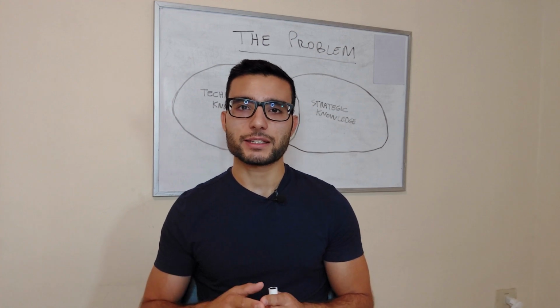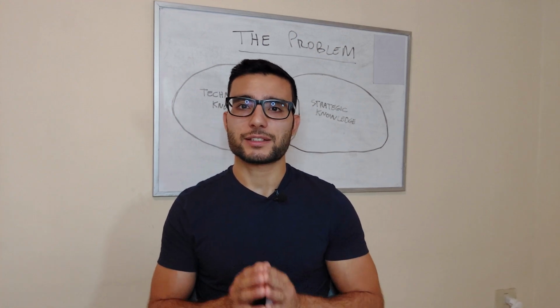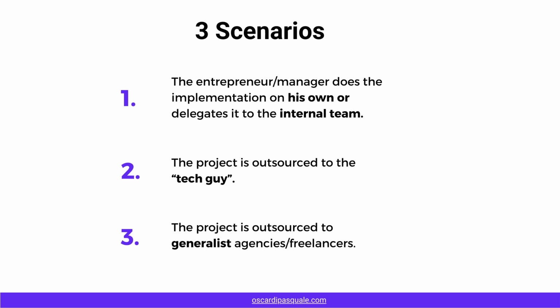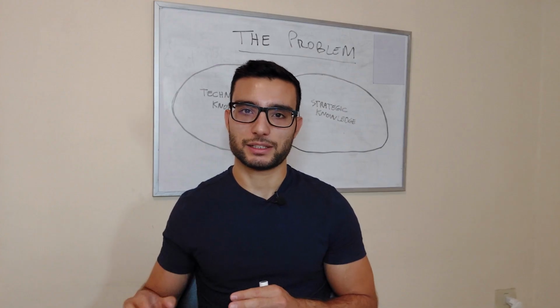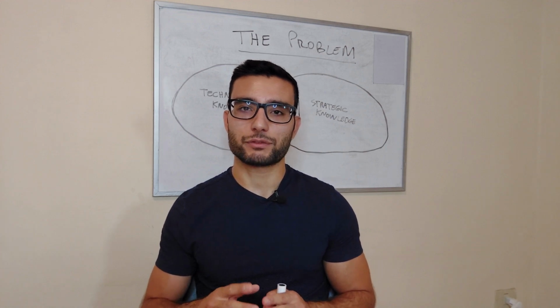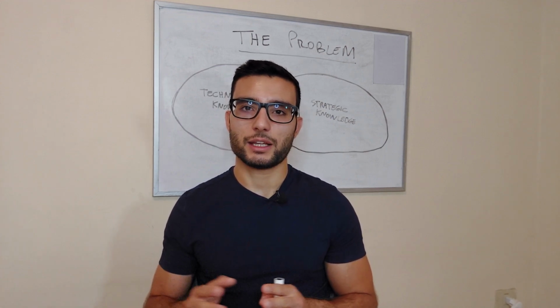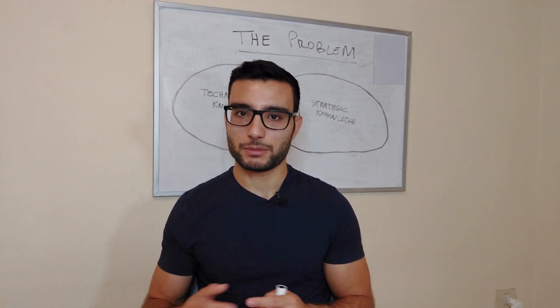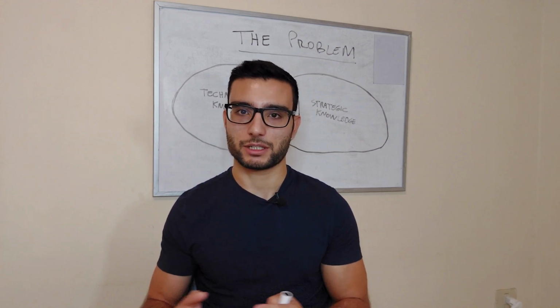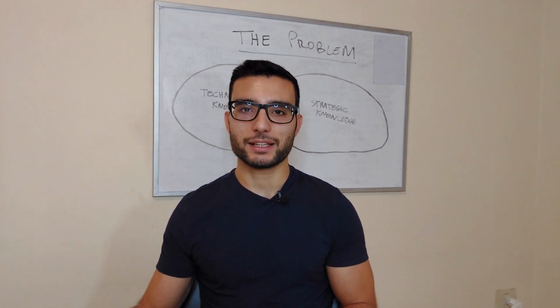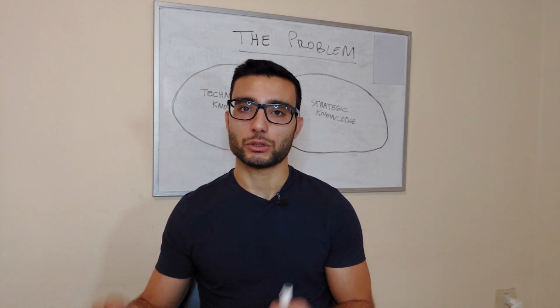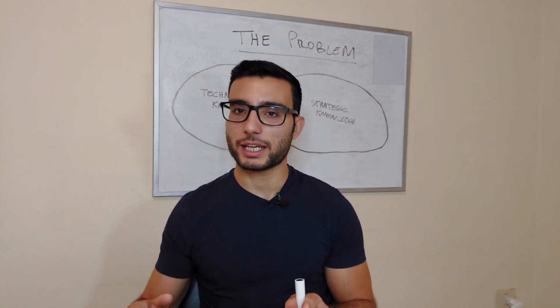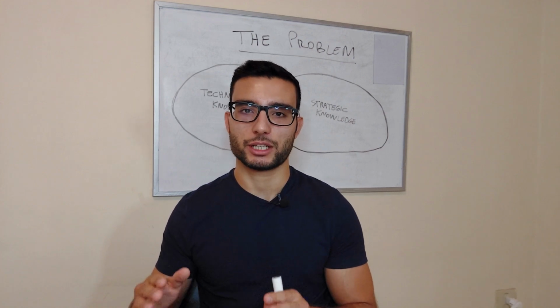The first one is that the entrepreneur started implementing business automation himself, or he delegated to the internal team. The problem is that after a while, they realize that it requires time and effort and experience. They come to a point in which they can't keep up with the work, and therefore they put it on hold, and in the majority of cases it means that the project failed.